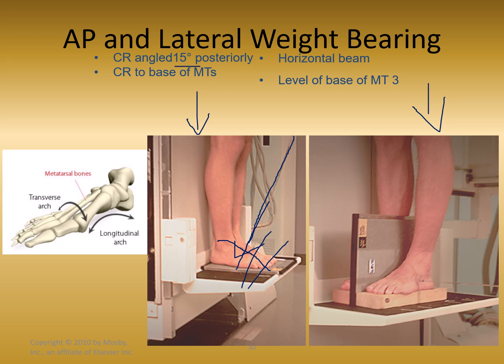This AP weight bearing is a bilateral projection, meaning that we'll have both the right and the left feet on the x-ray. The lateral weight bearing is going to be a unilateral. We can only do one at a time. Now this is a horizontal beam, perpendicular central ray. Central rays are still at the base of the metatarsals.